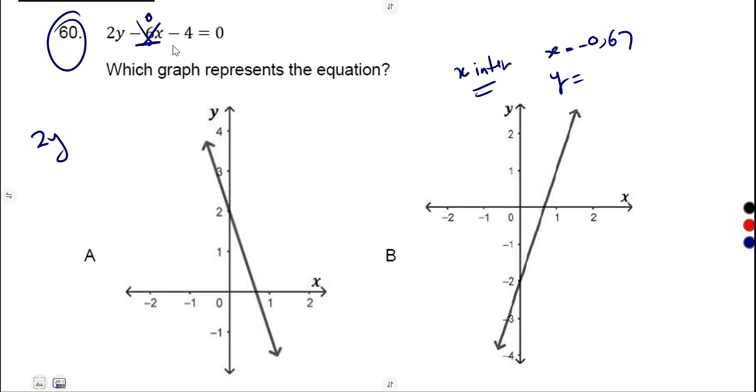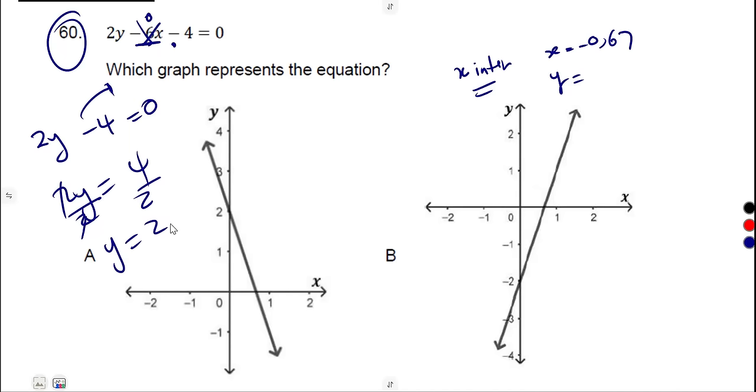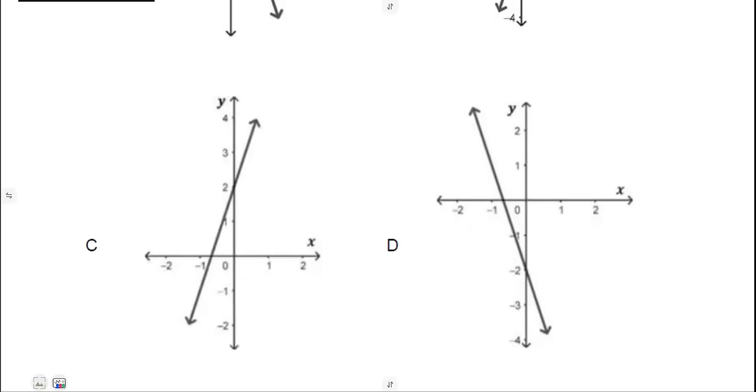So 2y minus 4 is equal to 0. Solve for y there. To the other side, that's a positive 4. Divide by what? By 2. Y is equal to 2. So 4 over 2, that's a 2, guys. So the y-intercept is on 2. All right. This one is totally out.